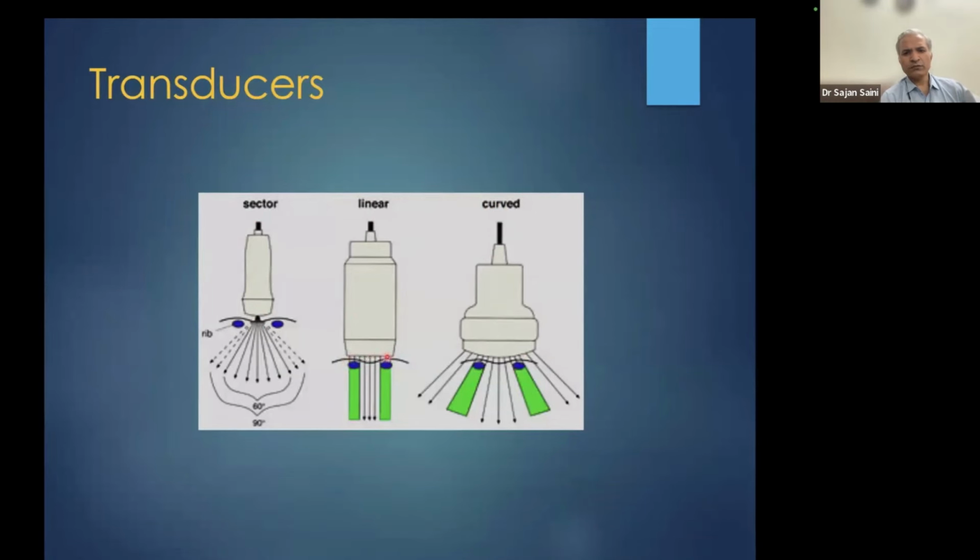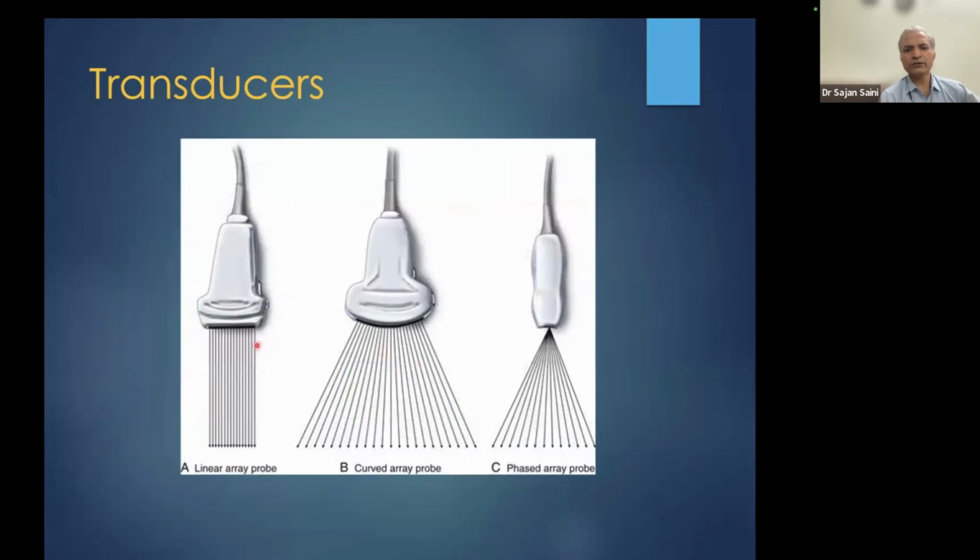So you know that these are the two ribs. So this is the footprint of this probe. So we know that the majority of the waves are obstructed. The second thing to note is that they have a rectangular sector which appears on the screen. So this is the sector which appears on the screen with the linear array probe.